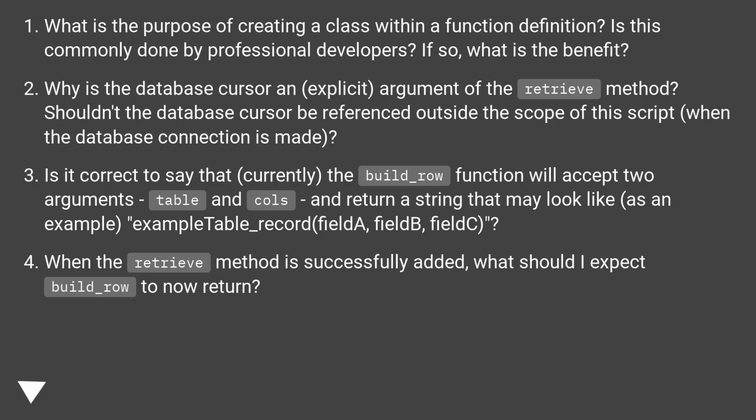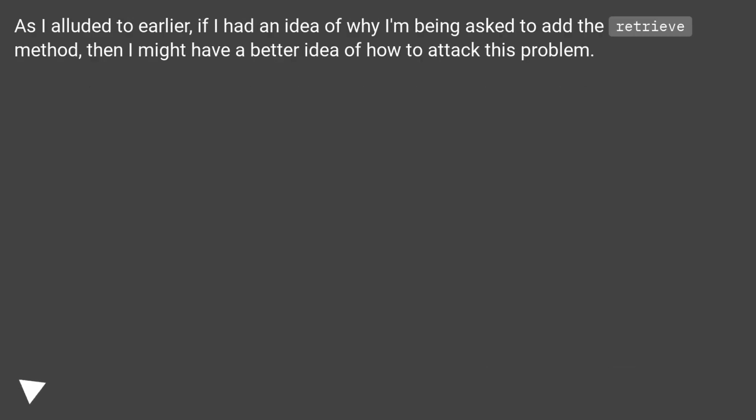Is it correct to say that, currently, the build_row function will accept two arguments, table and calls, and return a string that may look like, as an example, exampletable_record field. When the retrieve method is successfully added, what should I expect build_row to now return? As I alluded to earlier, if I had an idea of why I'm being asked to add the retrieve method, then I might have a better idea of how to attack this problem.